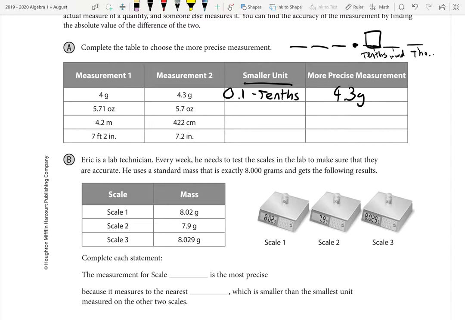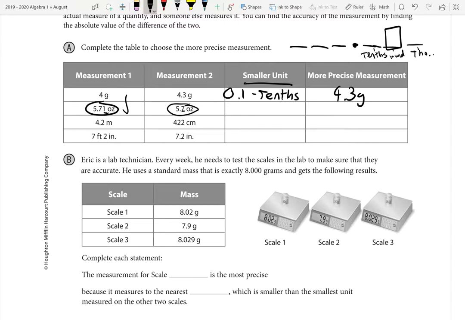Now, if we look at the second one, we have 5.71 ounces and we have 5.7 ounces. So the first measurement has gone 2 decimal places over to the hundredths, and the second measurement has only gone 1 decimal place over. So we're looking for the one that's gone into more detail, which is the first one. It's gone more decimal places over. It's gone all the way to the hundredths decimal place.